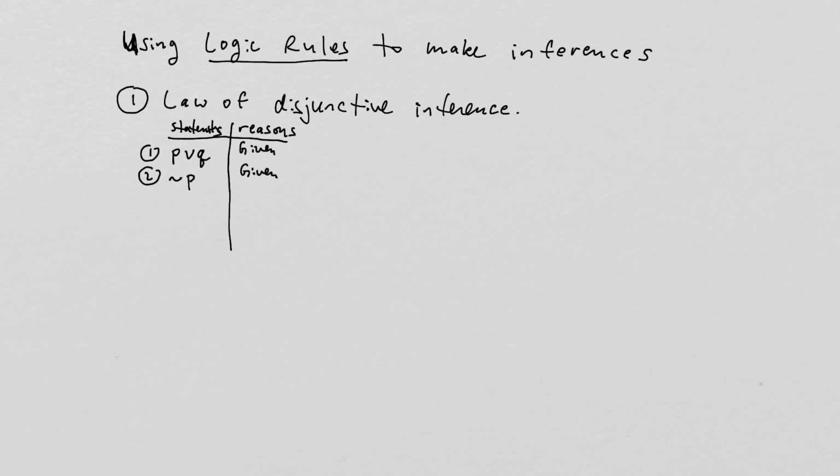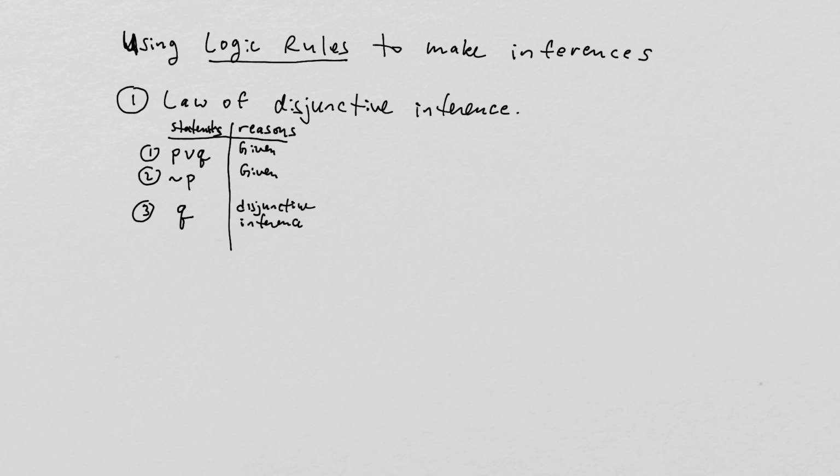That's what's given. So when you put these two statements together, the first one says that at least one of them is true. But the second one says that P is false. So the conclusion that you can make is that Q must be true. So if one or the other is true, but one of them is given to you as false, it means the other one is true. It's almost like process of elimination. But the reason that you write is the law of, but you could just write the words, disjunctive inference.